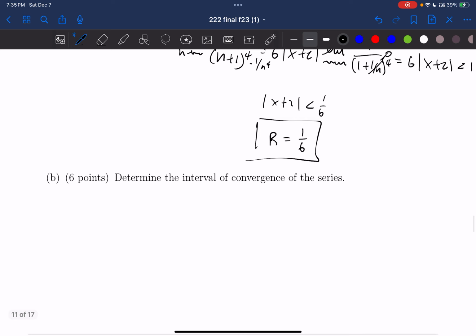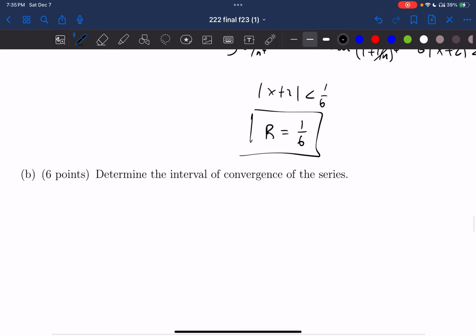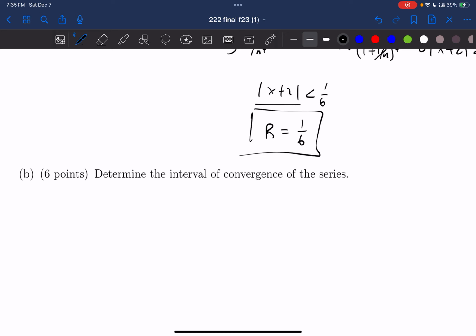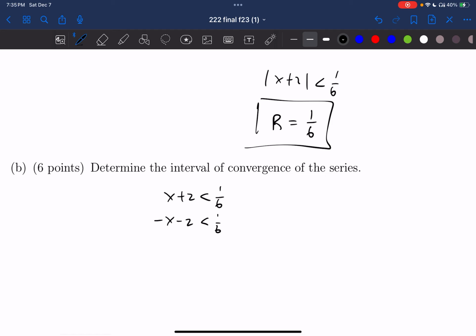Now it asks us for the interval of convergence of the series. To do this, we know that the absolute value function is like a piecewise function where x plus 2 is less than 1 over 6, but also negative x minus 2 is less than 1 over 6. Okay, now we can just solve this. This is pretty simple. Subtracting 2, which is 12 over 6, so it'll be 1 over 6 minus 12 over 6, which would give you negative 11 over 6.